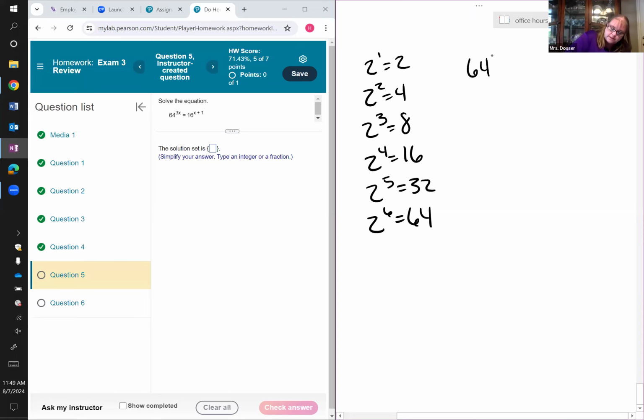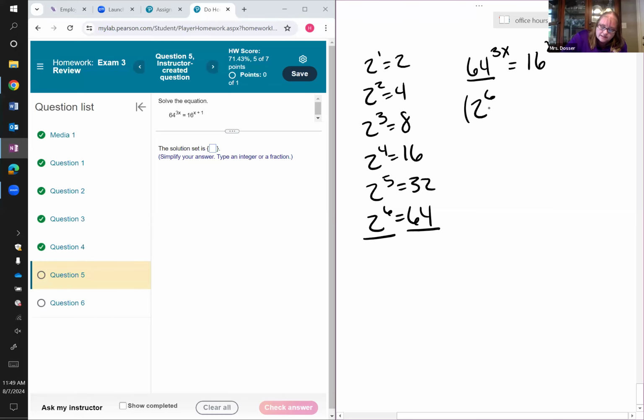So our equation was 64 raised to the 3x is equal to 16 raised to the x plus 1. And so we're going to substitute now. We're going to rewrite the 64. We know that 64 is the same as 2 to the 6th. So we can use 2 to the 6th instead of 64 because they're the same. So I'm going to rewrite that 64 as 2 to the 6th. But notice I'm not changing anything.